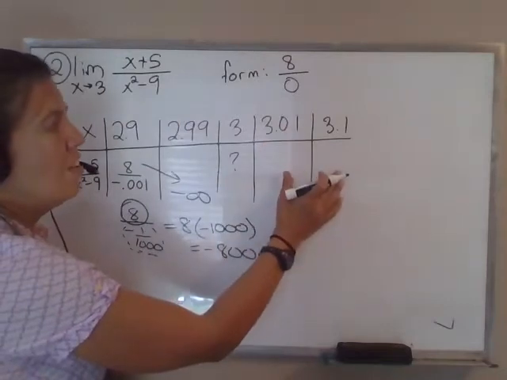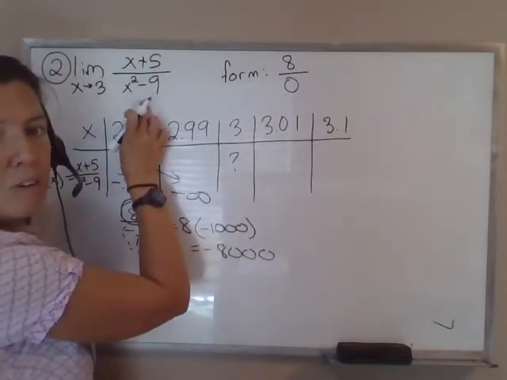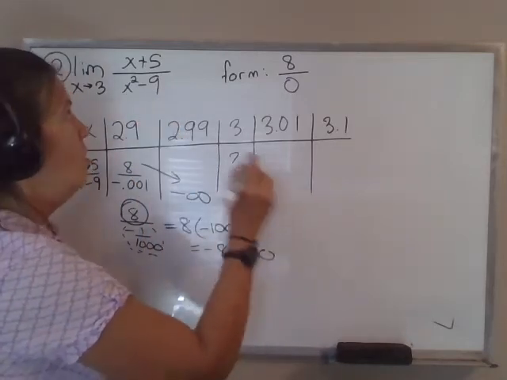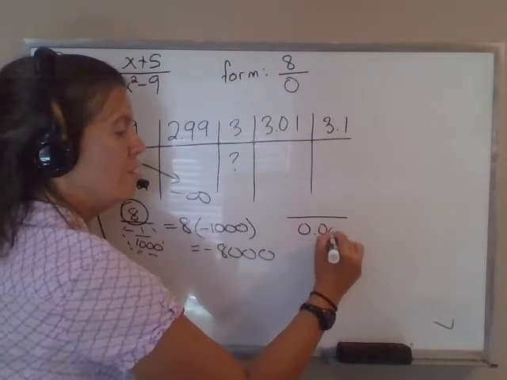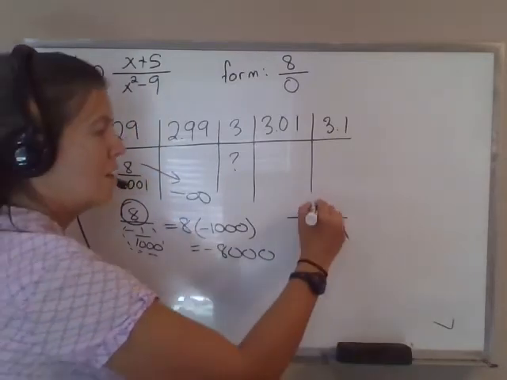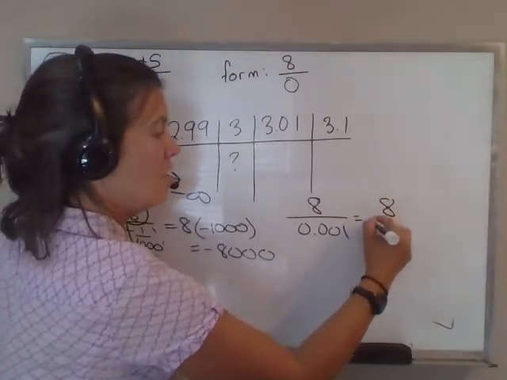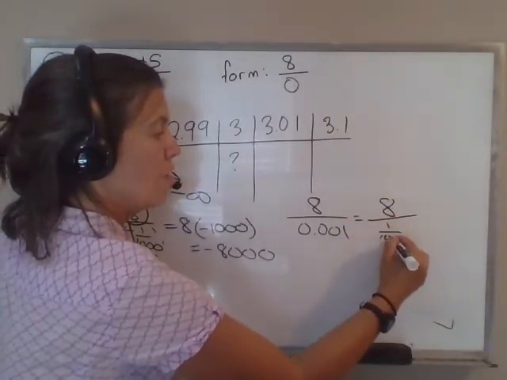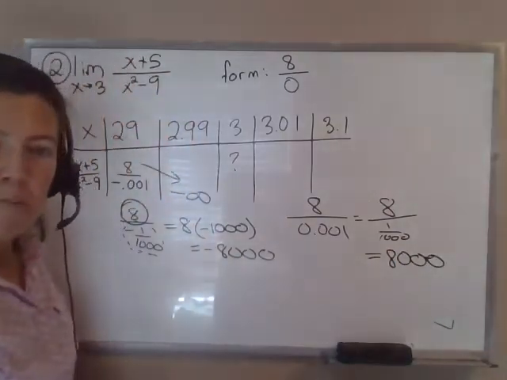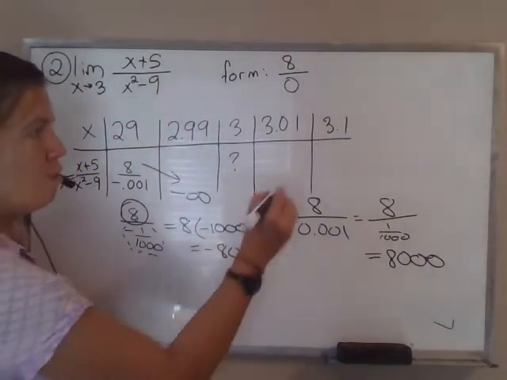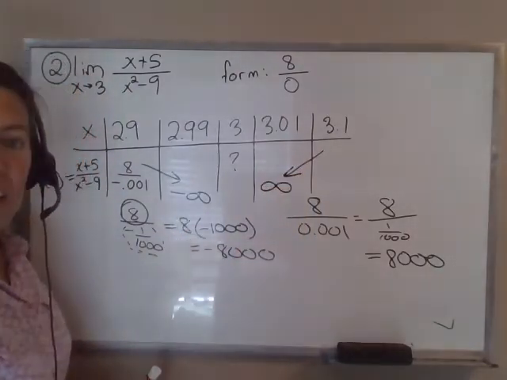So looking at this side, if you had something slightly bigger than 3, when you square it, you're going to have something slightly bigger than 9. So when you take away 9, you're going to have something just slightly positive. So let's say it's 0.001. And you've got something very close to 8 on top. Well, this is 8 over 1 1,000th, which is equal to 8,000. It's going to be something like that. But my overall point is you're going to be approaching positive infinity on this side.